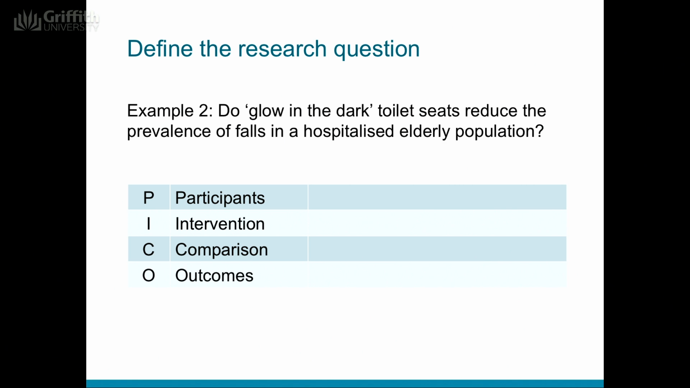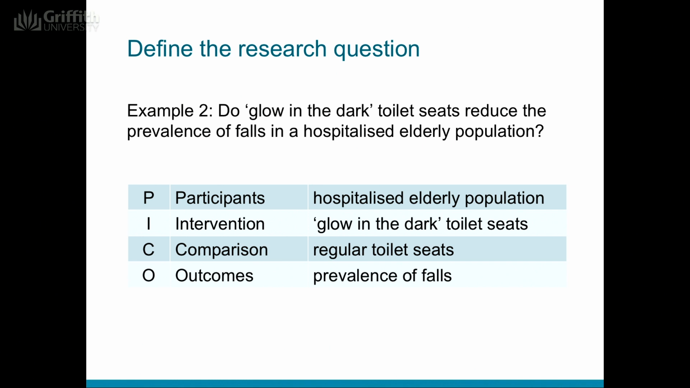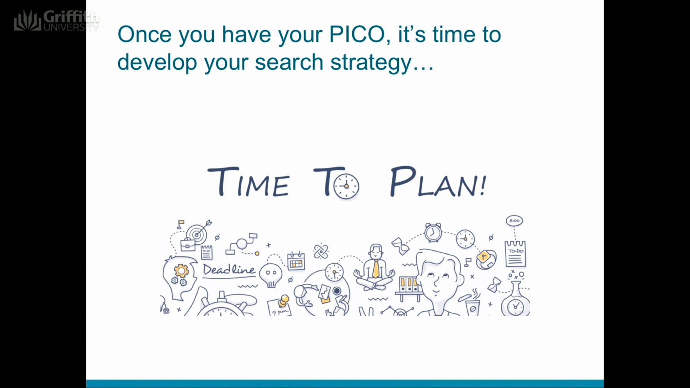Example 2. Do glow-in-the-dark toilet seats reduce the prevalence of falls in a hospitalised elderly population? Again, just step it through. My participants are the hospitalised elderly population. My intervention is glow-in-the-dark toilet seats. My comparison would be the regular toilet seats, what's already there. And my outcome would be the prevalence of falls. I've got my question. And once you have your PICO, it's time to develop the search strategy.